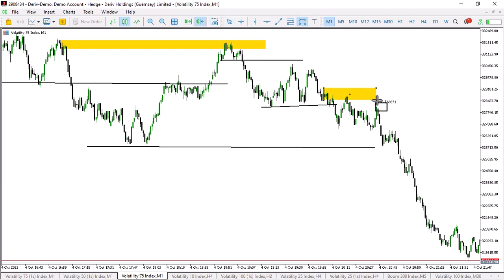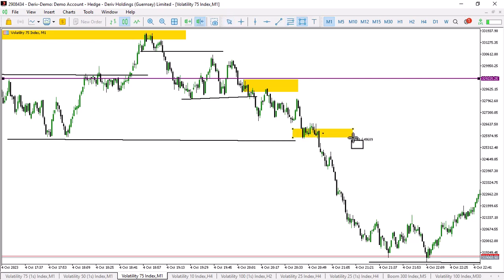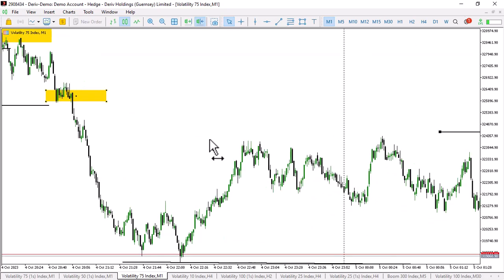And where is the order block? The order block was here. So this would have been your trade, and you would have put your stop loss just above the order block, and you could have targeted these lows here, and this would have been your TP around here. So this is the move that you would have taken on V75, the M1, using the M5 as your higher time frame.